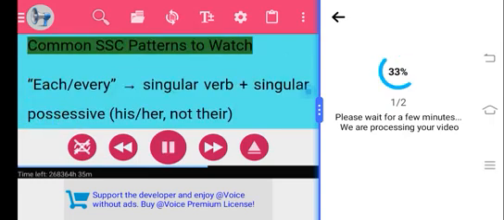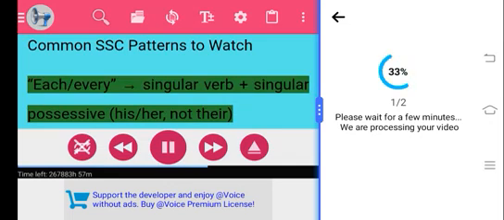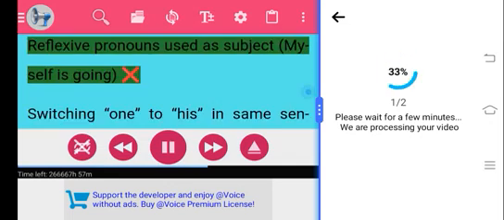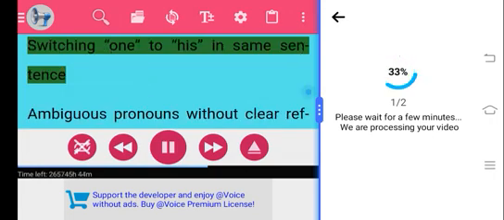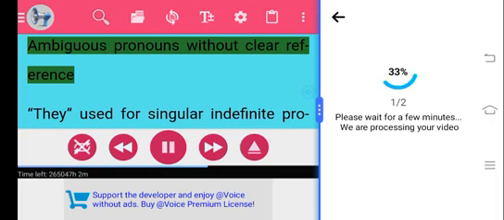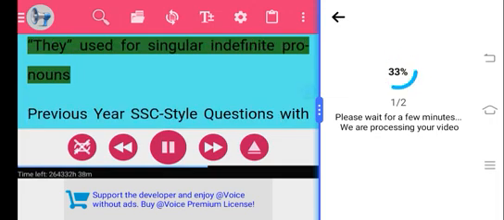Common SSC patterns to watch: each and every followed by a singular verb plus a singular possessive, not their. Reflexive pronouns used as subject, such as myself is going, are wrong. Switching from one to his in the same sentence. Ambiguous pronouns without clear reference. They used for singular indefinite pronouns.